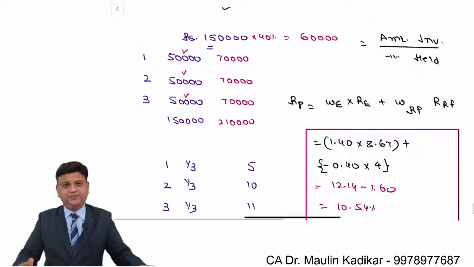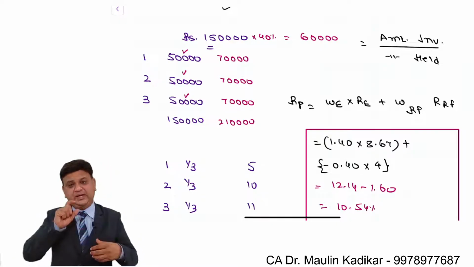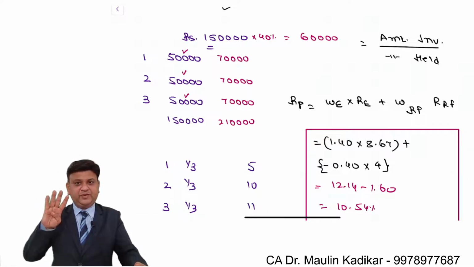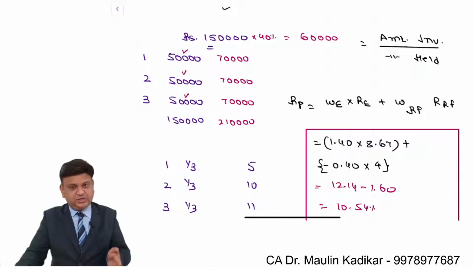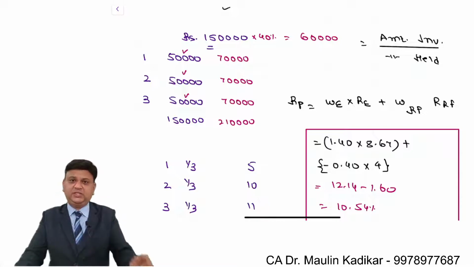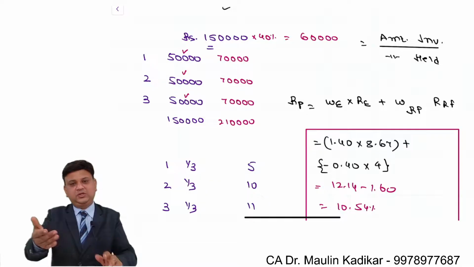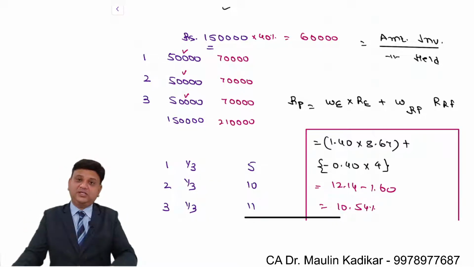Second part of the question, in that in my opinion it is very important for a student to understand the language of the question. 40% of the funds is borrowed for the purpose of making investment in existing portfolio. So 1,50,000 into 40% comes to 60,000. 150 is an assumed amount. So 60,000 is borrowed and it is invested in the existing securities in equal proportion, that is 20,000 rupees each.